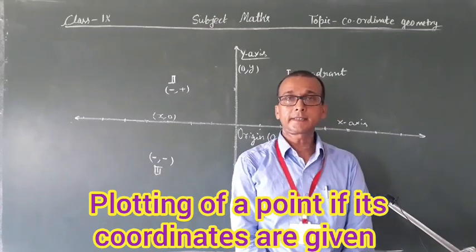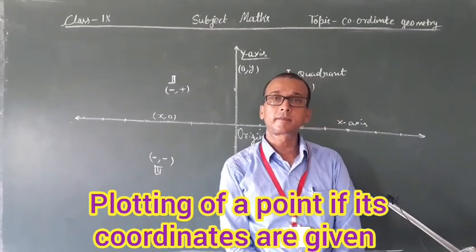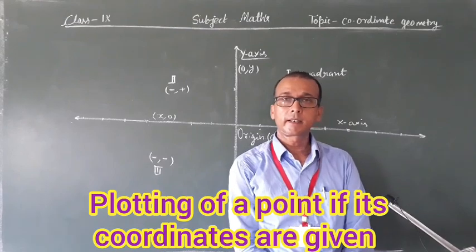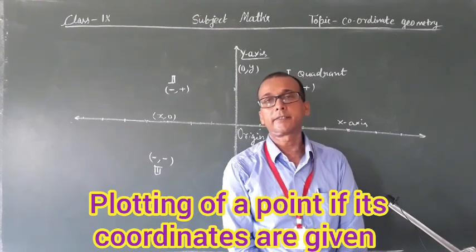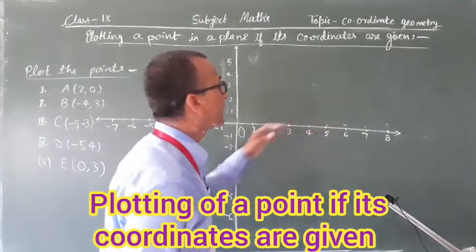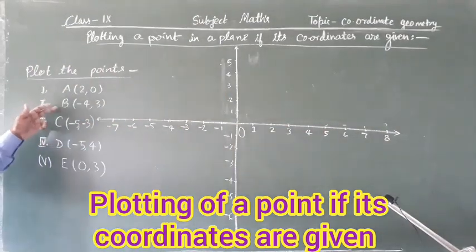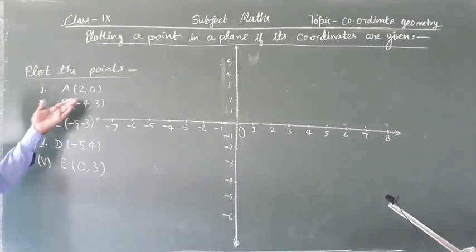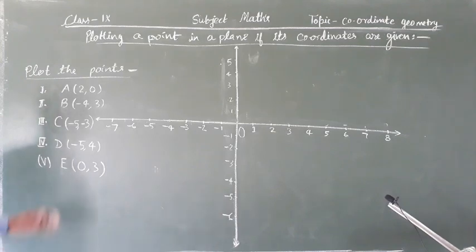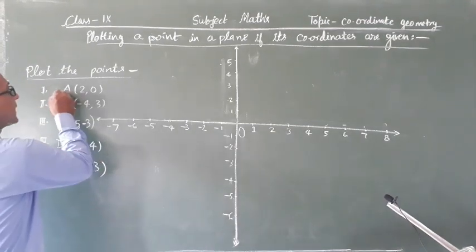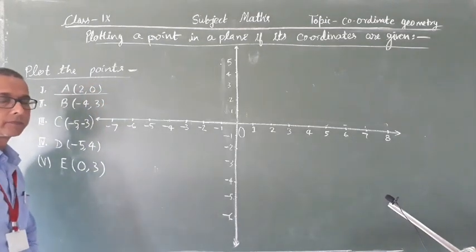Our today's topic is plotting a point in a plane if its coordinates are given. Suppose we have to plot these points A, B, C, D and E whose coordinates are given. The coordinate of point A is (2, 0).